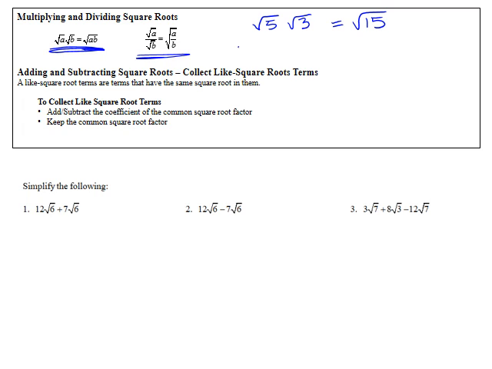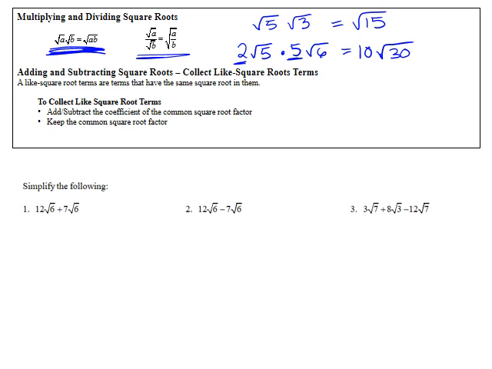If you have numbers in front of them, say 2 times the square root of 5 times 5 times the square root of 6, then you're going to multiply the outsides together because they aren't involved with the square root. So 2 times 5 is 10, and you would multiply using the square root multiplication rule the 5 and the 6 that are inside to get the square root of 30. So your final answer would be 10 times the square root of 30.